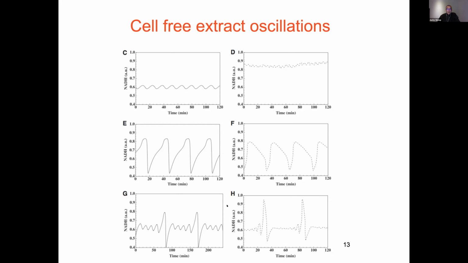If you go to even higher fluxes or influxes of glucose, you get even more complicated oscillations, in the model as well as in the experiments.